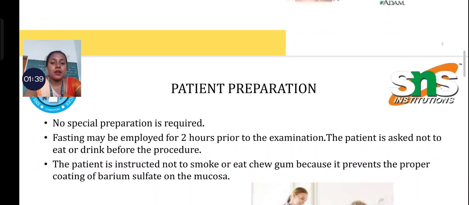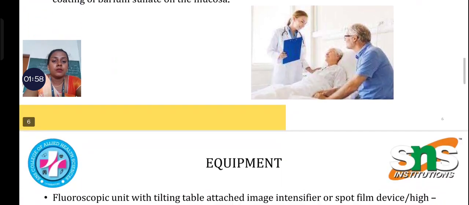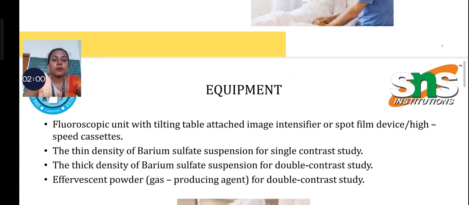Patient preparation. No special preparation is required. Fasting may be employed for 2 hours prior to the examination. The patient is asked not to eat or drink before the procedure. The patient is instructed not to smoke or chew gum because it prevents the proper coating of barium sulfate on the mucosa. Equipment: fluoroscopic unit with tilting table, attached image intensifier or a spot film device, high speed cassettes.